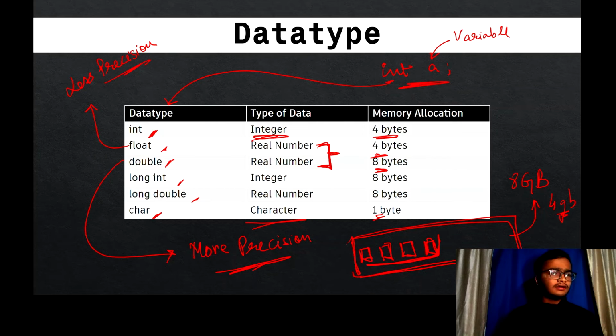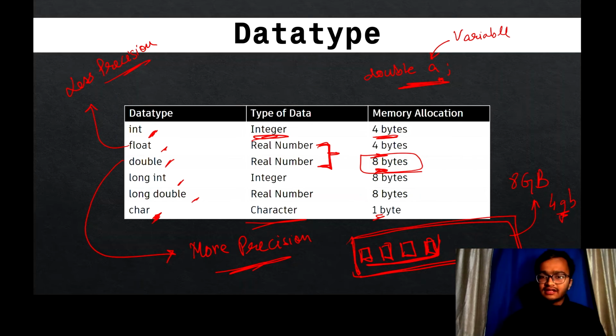Now suppose I want a variable to hold real numbers, that means numbers with decimals. So what will I do? The variable is the same A. I will just write float A. Or if it is a number of more precision, we use double A. As simple as that. So by reading this line, the compiler can understand that A is a variable which is storing a real number of double data type and has 8 bytes of memory allocation in my RAM.